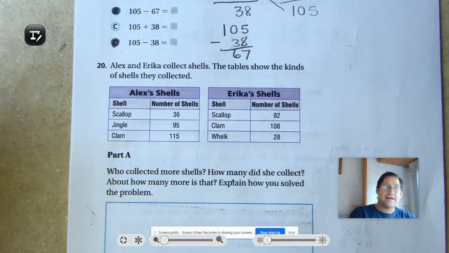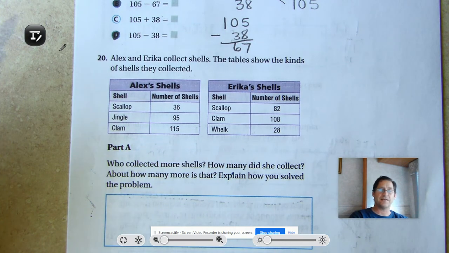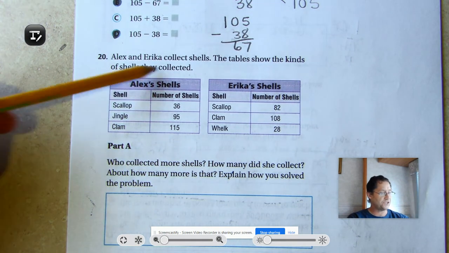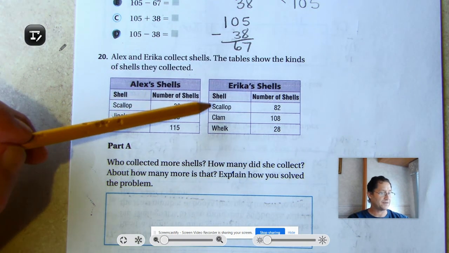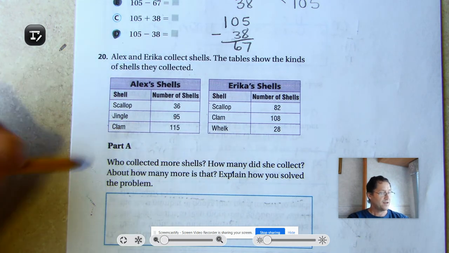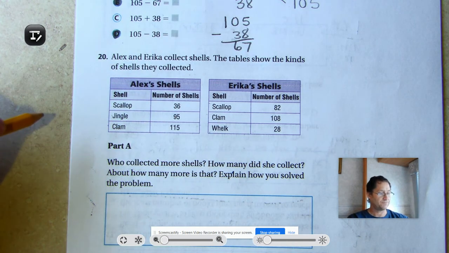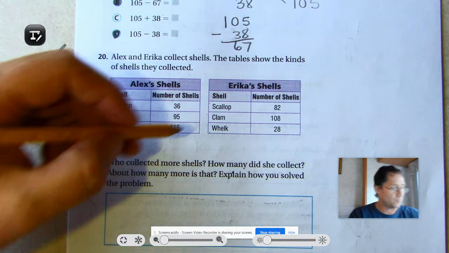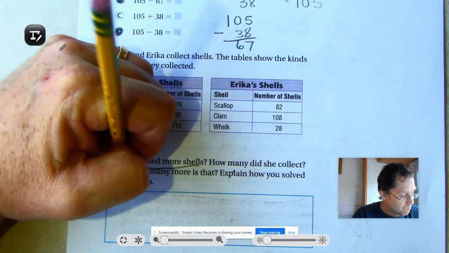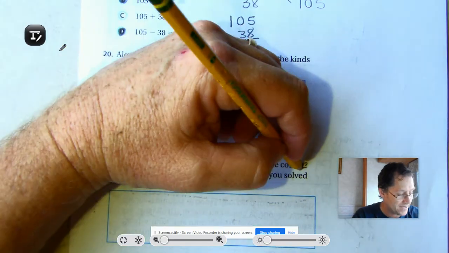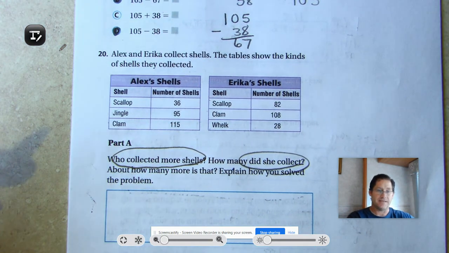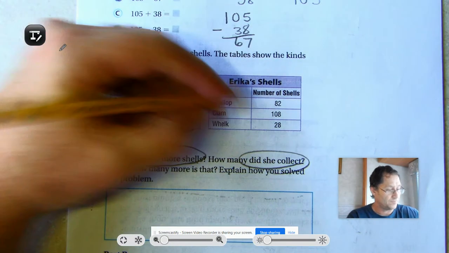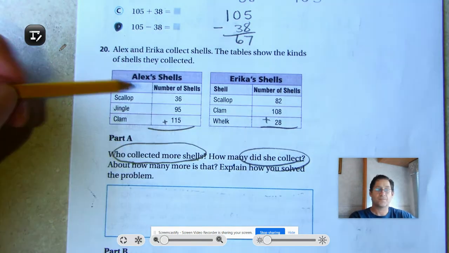And 20. Alex and Erica collect shells. The table shows the kinds of shells they collect. Alex's shells: scallop, jingle, and clam shells. Erica's shells: scallop, clam, and whelk shells. Who collected more shells? How many did she collect? And about how many more is that? All right, so who collected more shells? And how many did she collect? Well, the only way to figure out who collected more is to add up their totals. So let's add these together.